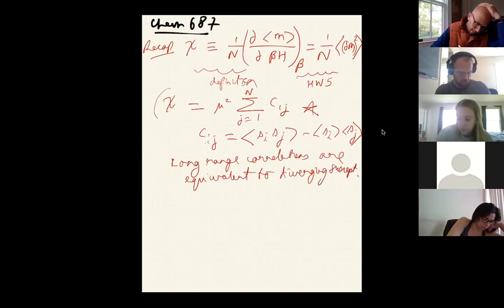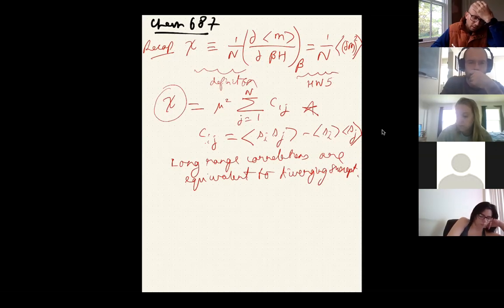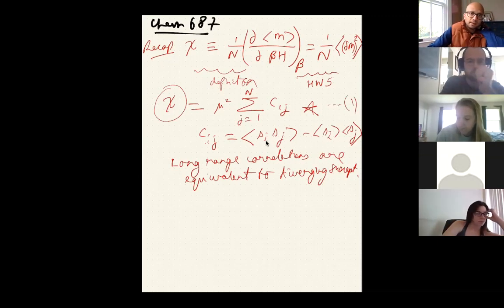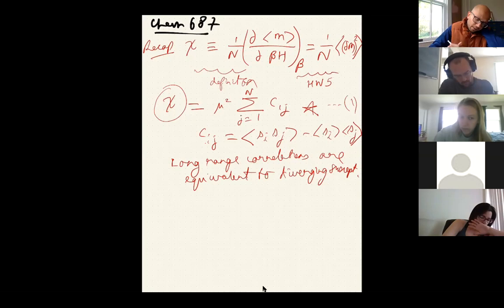Because when chi diverges, in the thermodynamic limit, when N tends to infinity, if C1j is non-zero, which means that spins on average are correlated with each other, then as you take the N tends to infinity limit, the right-hand side in equation 1 will diverge, which means the susceptibility on the left-hand side will also diverge. Then we try to understand what this divergence of susceptibility means. Another way of looking at it is the presence of long-range correlations. That will be a bit more intuitive if you think of it that way.